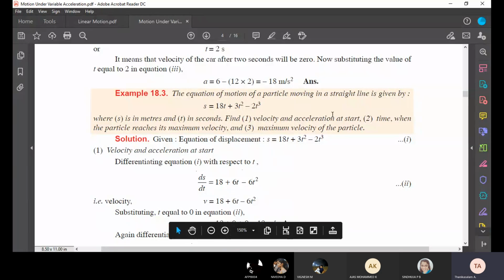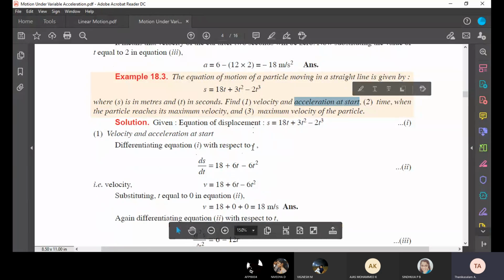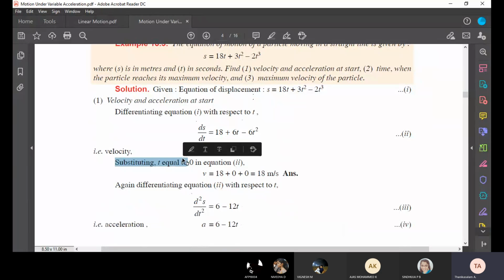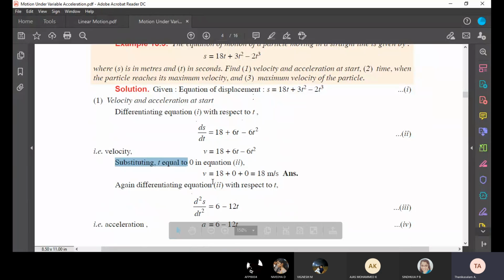At the start means what? Time t equal to 0. So I apply t equal to 0 here: 18 plus 6 into 0, minus 6 into 0 squared. Understand? Now they are asking acceleration.